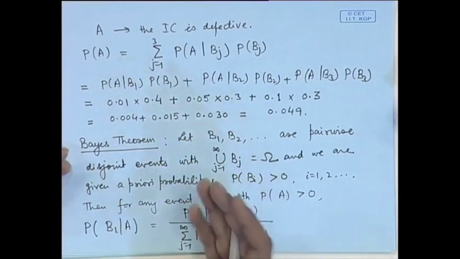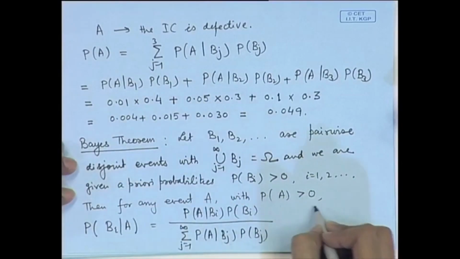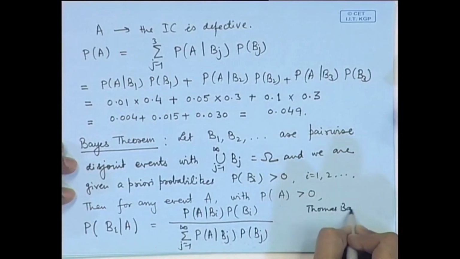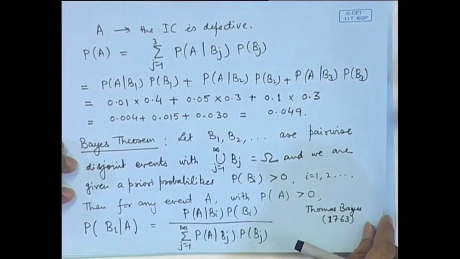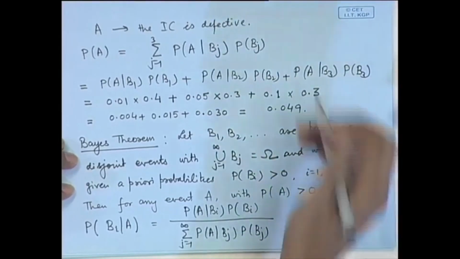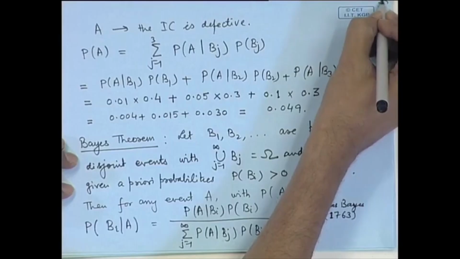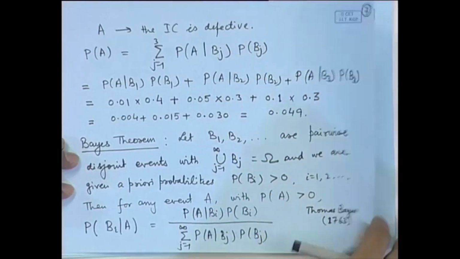This reverse relationship is due to Reverend Thomas Bayes, and it was published in his treatise in 1763 posthumously. The proof of this statement, let us look at the proof of this.